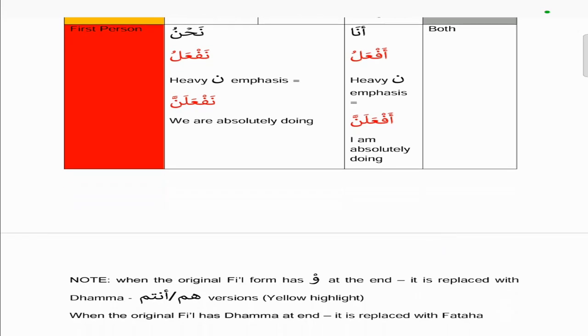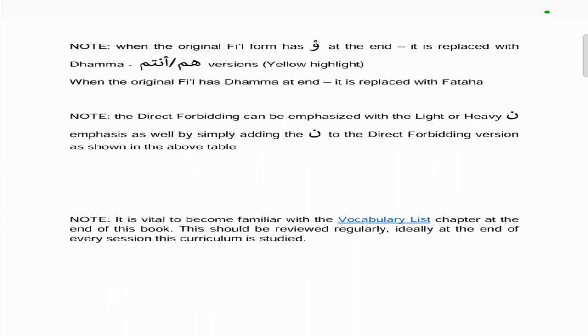And then the ana version, the original is af'alu. Then if you want to put the heavy noon emphasis, it is af'alanna, and you notice that the third root letter lam has a fatha on it, which indicates single. And then nahnu, naf'alu, again its heavy noon emphasis will be naf'alanna. So the third root letter lam has a fatha on it, which means we are absolutely doing. And this is what I discussed earlier. So when the original fi'l form has a waw sukoon at the end, it is replaced with a dhamma, which only occurs in the antum and hum versions. And when the original fi'l has dhamma at the end, it is replaced with fatha.